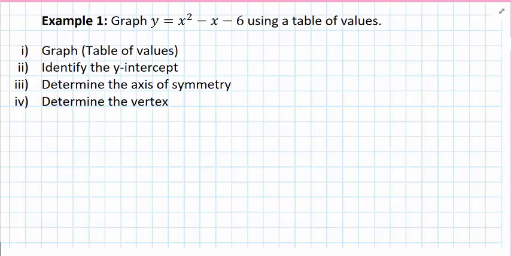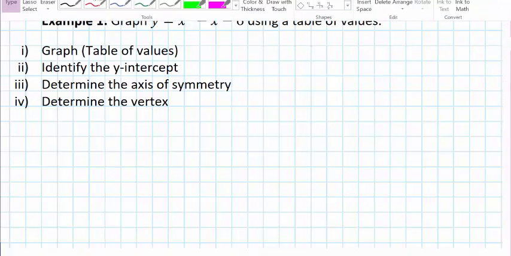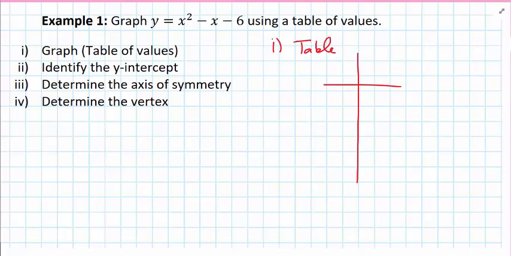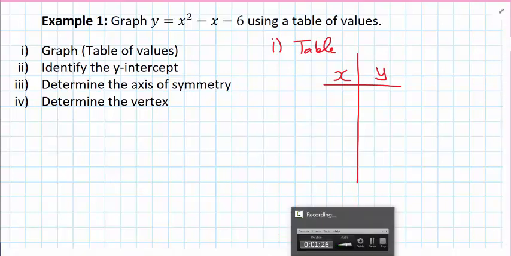Let's make a table of values, and I hope you remember how to do that from grade 9. So let's go. So part 1, we're going to make a table of values. So I'm going to make a table. Oh, I should have maybe left more room here. But anyways, what goes here? X. What goes here? Y. Very good. Okay, what am I going to do for here? Yeah, you're going to choose values like 0, 1, 2, 3, 4, or whatever values you think you'll need.